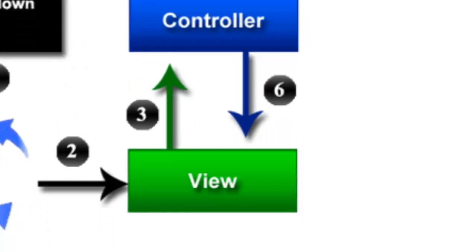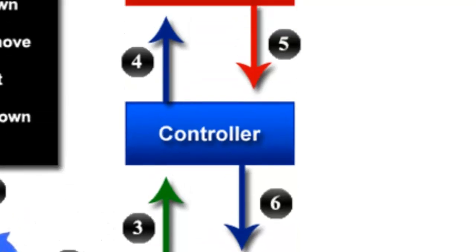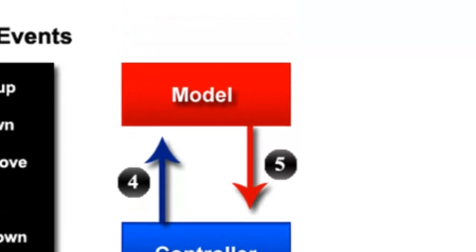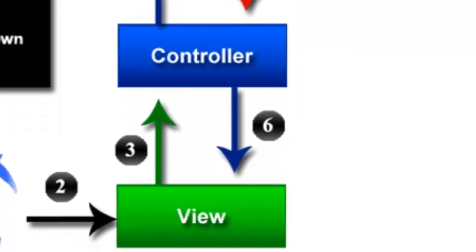The view is what the user sees. So the user sees a picture of the image. Maybe they click on it. Maybe they click on add to cart. The controller takes that information, talks to the model, and decides what information it might need, and then creates a new view for you to look at.